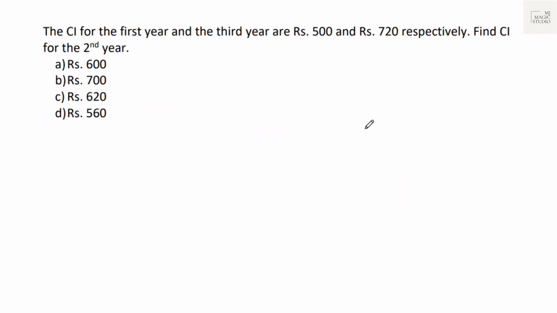Give it a try. It is different from the previous question, what we have done previous to previous. In this case, CIs are given. Pay attention and try. The CI for the first year and the third year is 500 and 720 respectively. Find the CI for the second year. Interest rate is fixed. Interest rates are not changing.